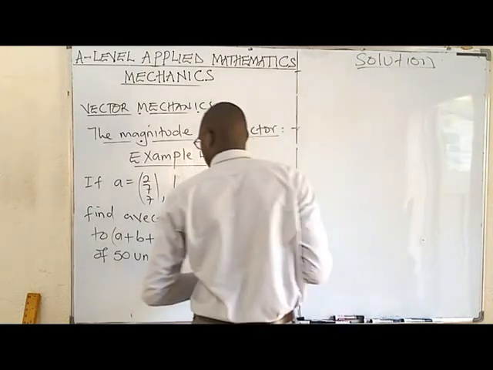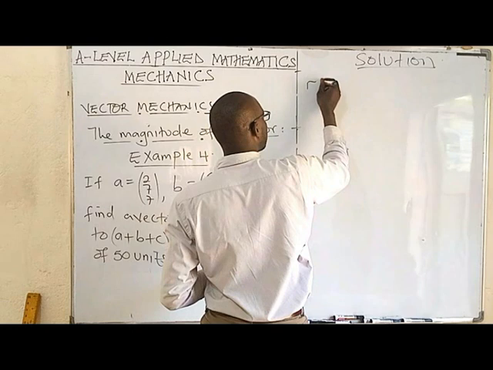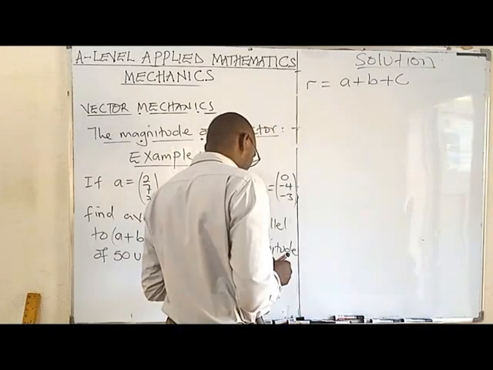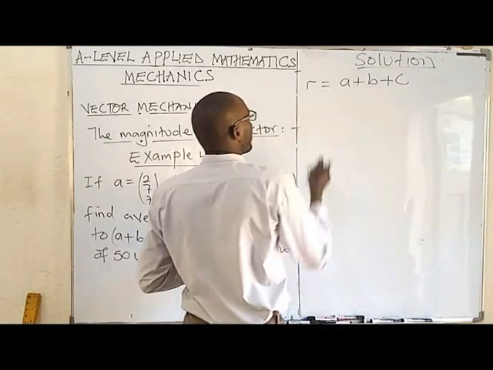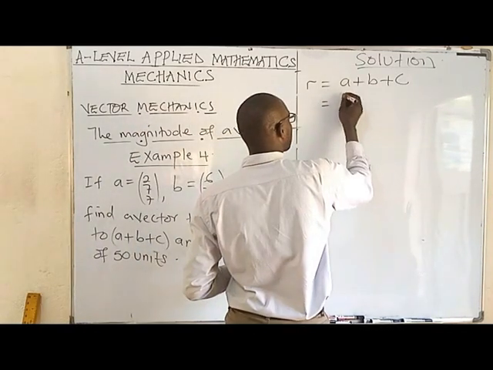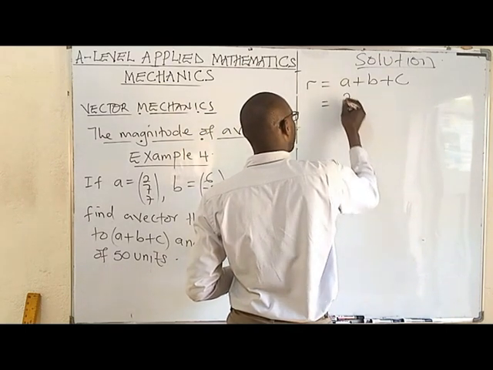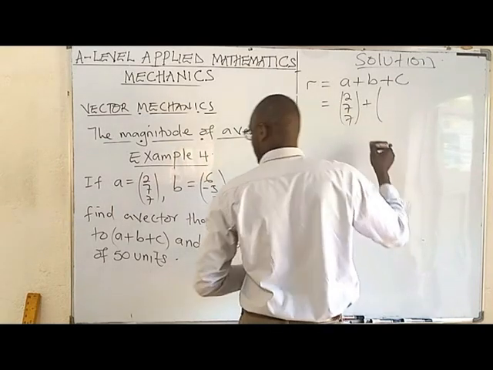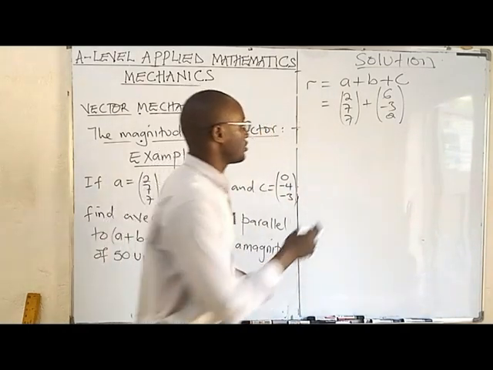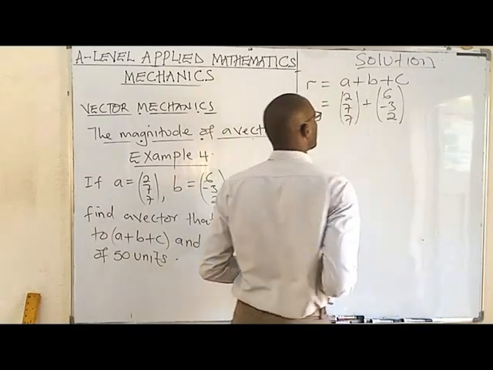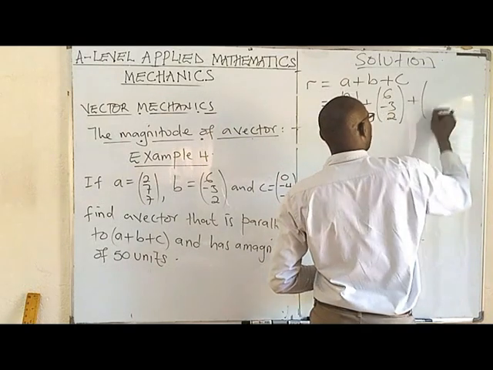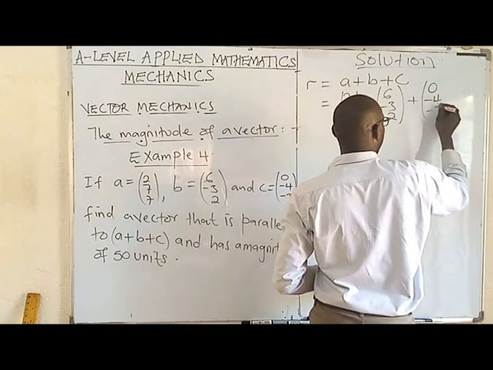In our solution, A plus B plus C is our resultant. So this is going to be equivalent to, we bring these column matrix formats: 2, 7, 7. That is A. Then plus 6, negative 3, 2. Hope you are seeing what I'm writing on the board. Then plus vector C, and vector C is 0, negative 4, negative 3.